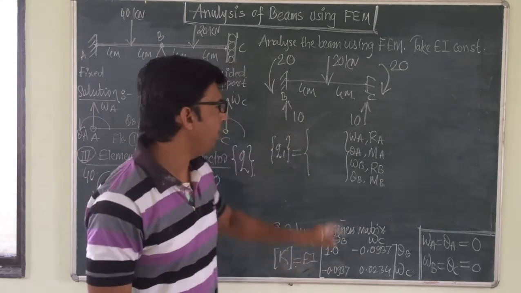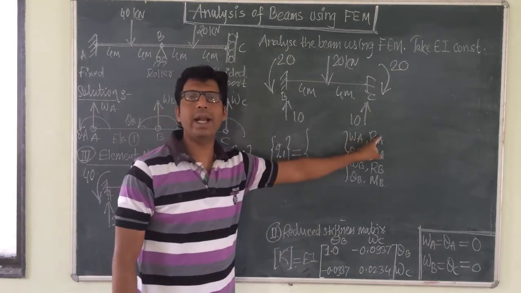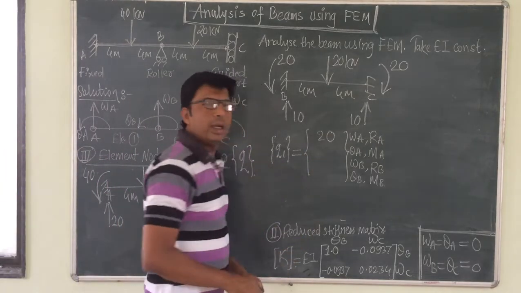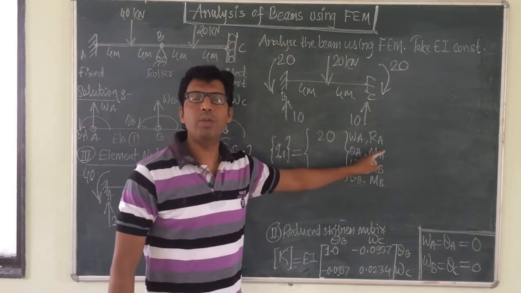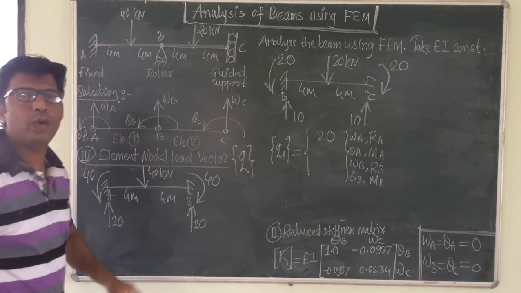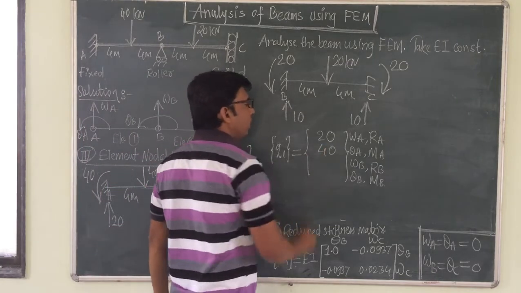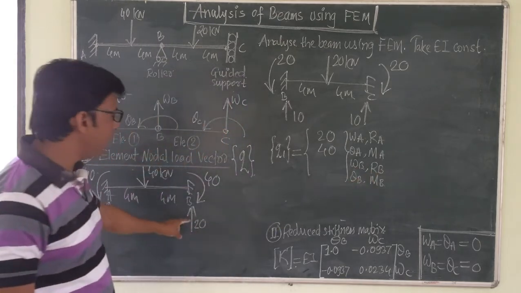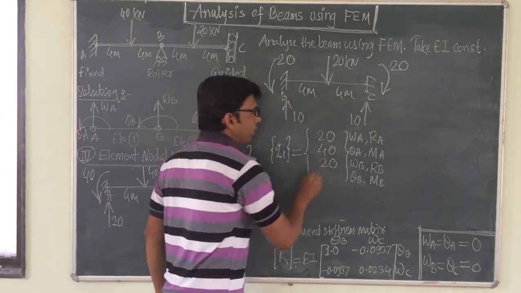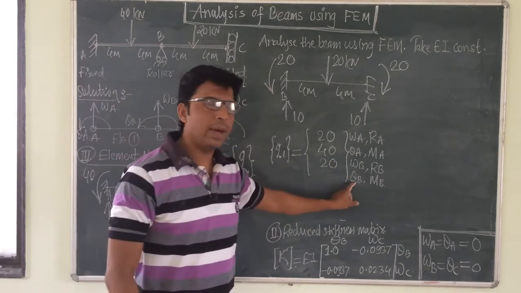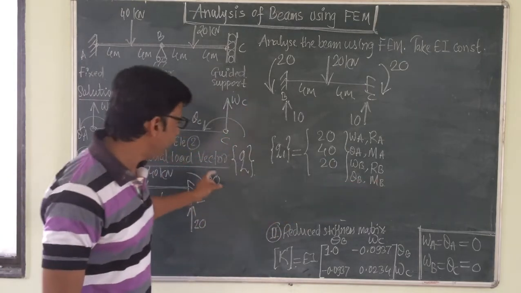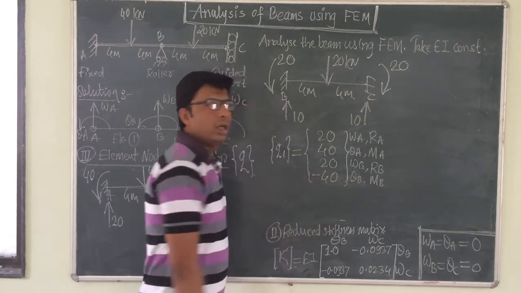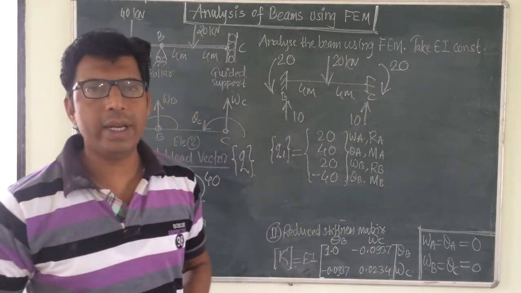So we have to write down the first element: corresponding to WA is the reaction at A. Reaction at A is plus 20. Second element is theta A, the corresponding action is the moment at A. Moment at A is anti-clockwise 40, meaning plus 40. Third unknown is WB, the corresponding action is the reaction at B. Reaction at B is plus 20. Last element is theta B, the corresponding action is the moment at B. Moment at B is clockwise 40, meaning minus 20. So this is the first element nodal load vector.